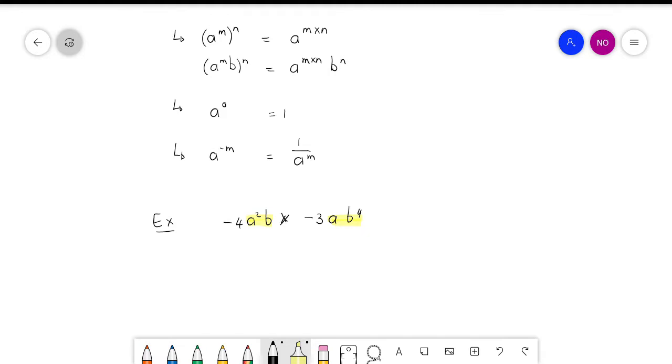Okay, so let's do sign, then number, then the variables. So what will my answer sign be? Negative times a negative? Positive. 4 times 3? 12. And then this one is a to the power of 3 and b to the power of 5. That shouldn't have been a big worry to you guys, I hope.